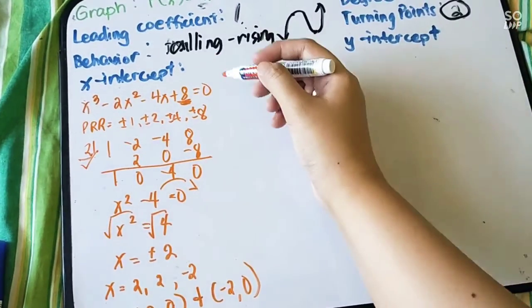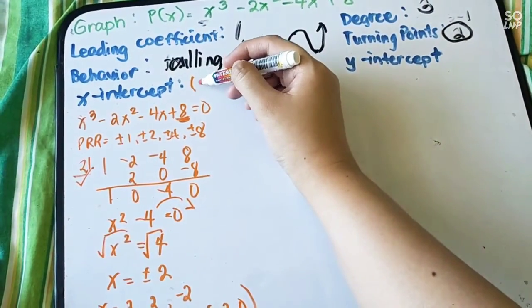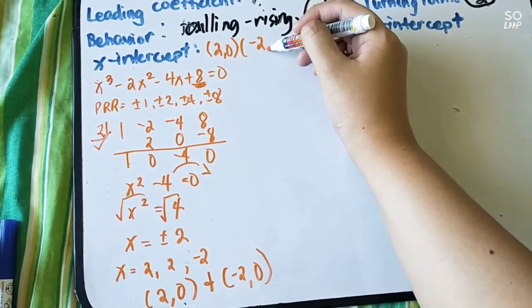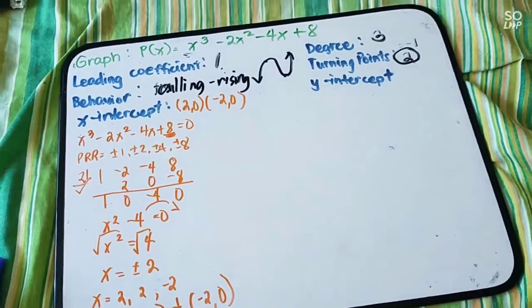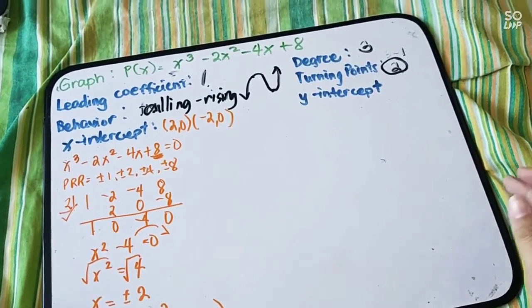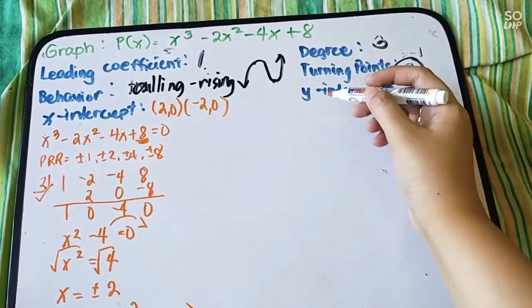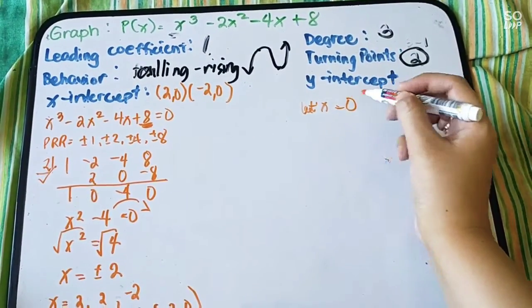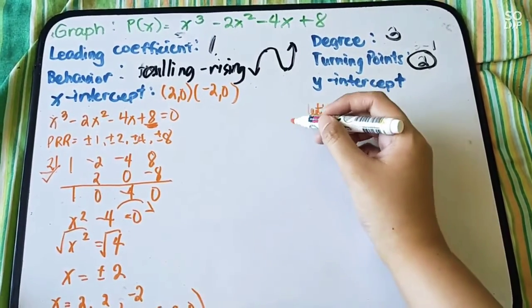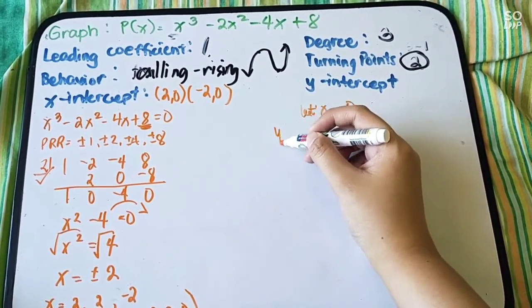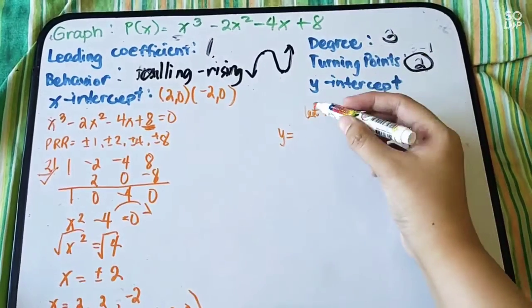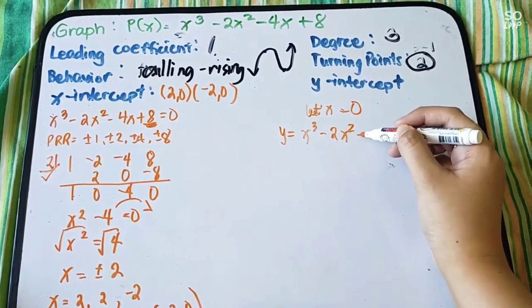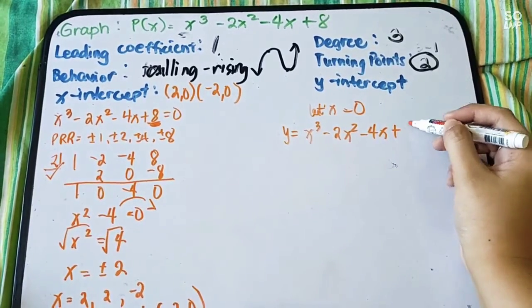Is it clear? So, write natin dito. Our x-intercept is 2 and 0, and then negative 2 and 0. So, that is the x-intercept. Now, let us have the y-intercept. So, the y-intercept, let x be equals to 0. Let us have the given. So, we have here y, change na natin yung p of x sa y, is equals to x cubed minus 2x squared minus 4x plus 8.